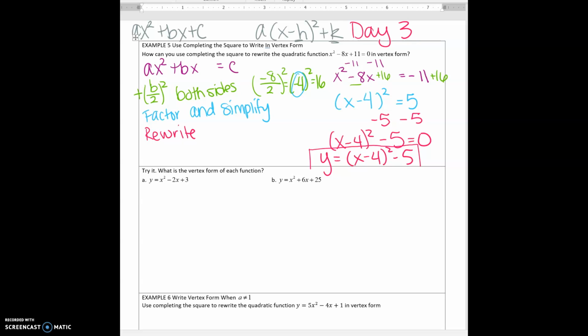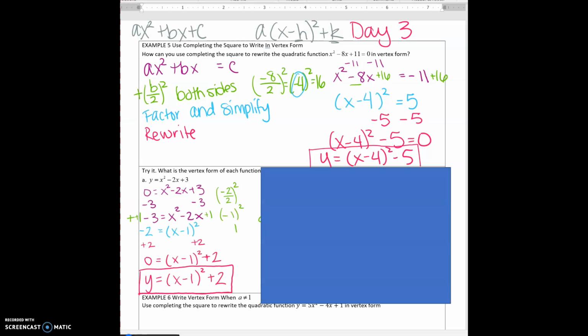So go ahead and pause the video and try the next two. If you have any questions on this part here, please email Ms. Holstad and I, and we are happy to help. On these ones, don't let the y equals get you stuck. Just make it equal to 0 first, and then do the same exact steps that we did up top.